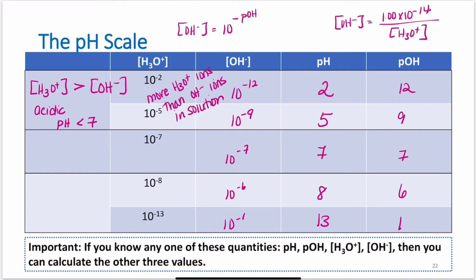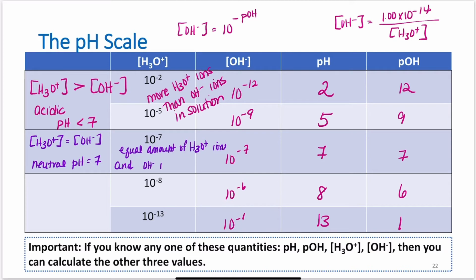Ten to the minus 7 and 10 to the minus 7. We see here that the H3O plus concentration equals the OH minus concentration. This is called neutral. And pH equals 7. There's an equal amount of H3O plus ions and OH minus ions in solution.